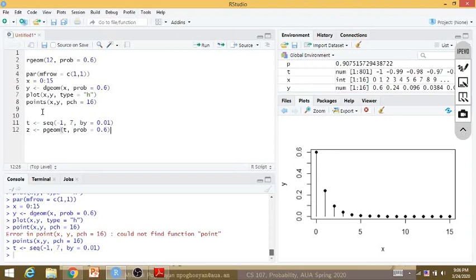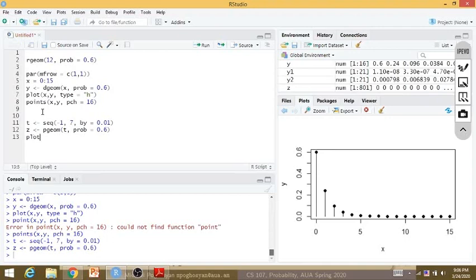I'm running this and then plot t, z. Type is equal to, well, let me write l first, or let me just skip this maybe, and you will see the result. Okay, what will this give?